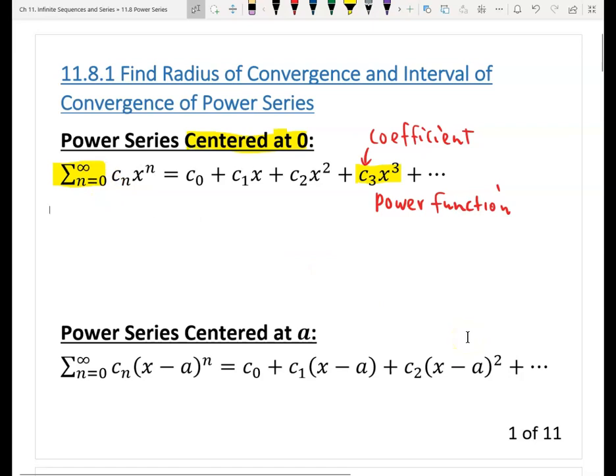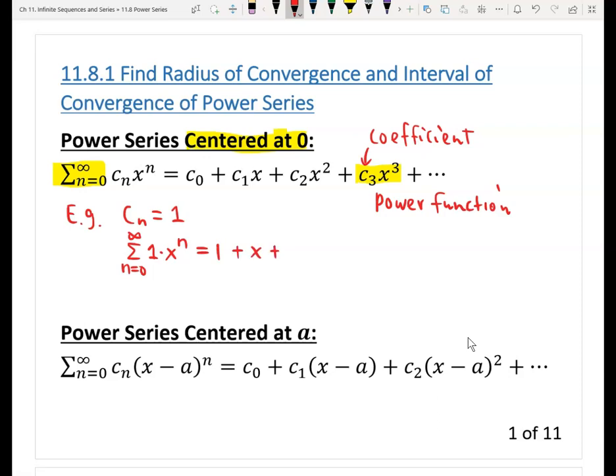Let me give you a special case. If we put Cn equals 1, what kind of series can we get? Okay, this time what do we have? We have sigma summation, 1 each term times x raised to the nth power, n starting from 0 to infinity. If you write it open, the first term is 1, right? The second term is x. The third term is x squared, and then x to the third power, and then plus goes on.